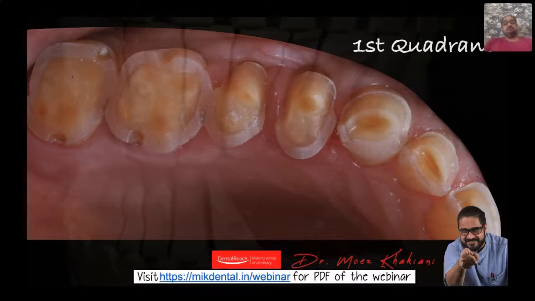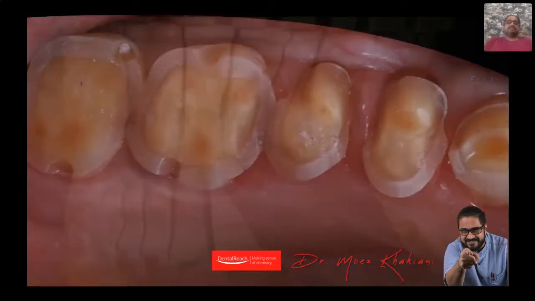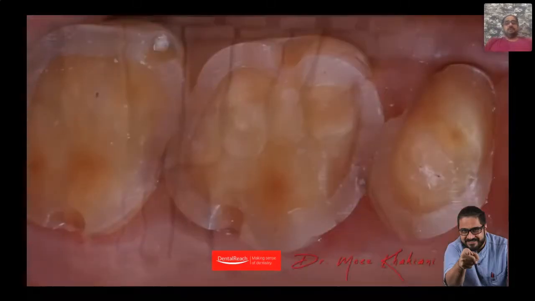Look at the molars. The molars, I have not even opened the contact. Why? No contact opening means no possibility of food lodgement whatsoever. This is a classic tabletop restoration. What is the advantage of a tabletop restoration? Remember, molars do not contribute in aesthetics. It is all about function.